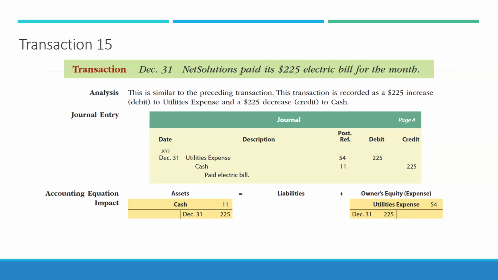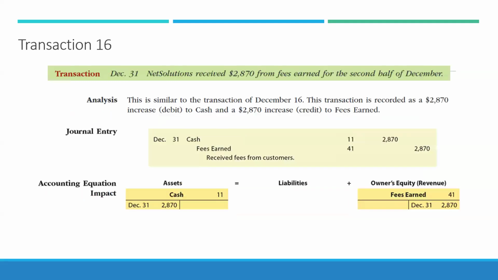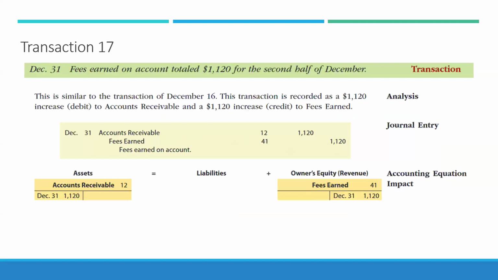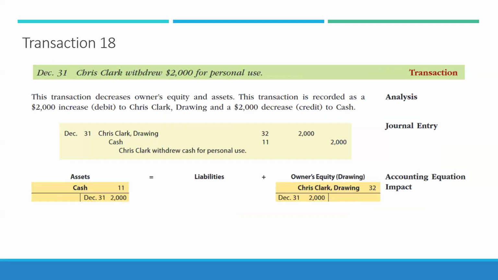Another utilities expense, with utilities as the debit and cash as the credit. Second half of December fees earned. This is the same as the first half, with fees earned, revenue, as the credit, and cash as the debit because they're receiving cash. Fees on account, and then the withdrawings. Remember, dividends reduce owner's equity, which is a right side amount, so that's going to be a debit, and then cash is our credit.